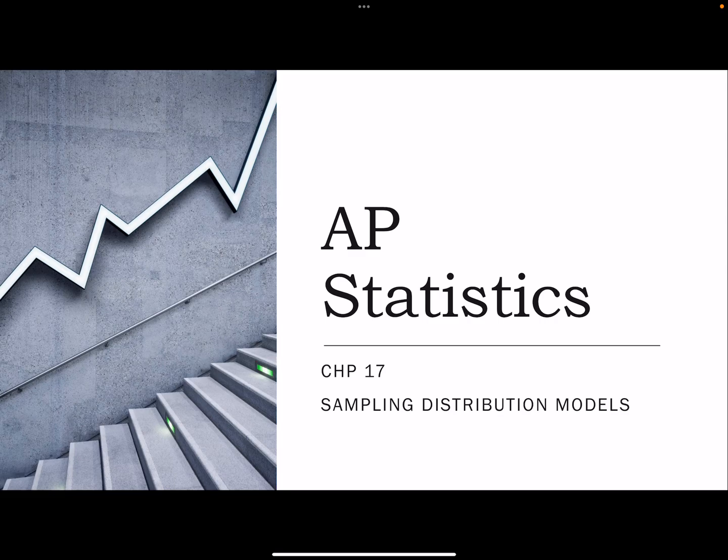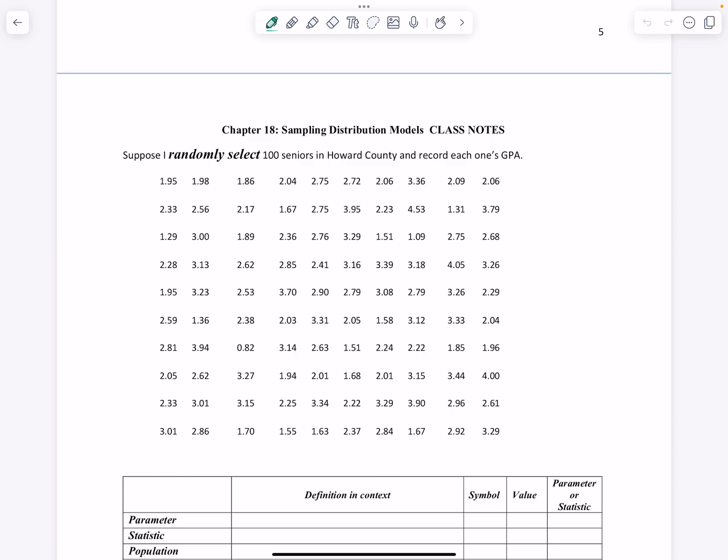This is Chapter 17, Sampling Distribution Models. Okay, please go ahead and open up your notes here to Sampling Distribution Models, class notes.